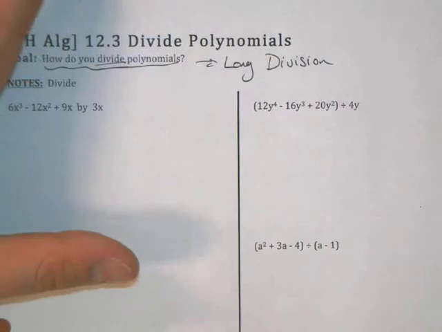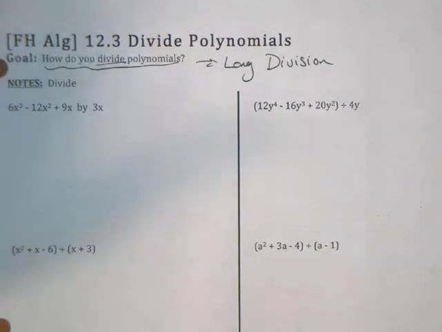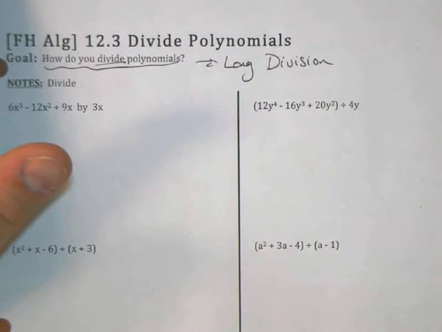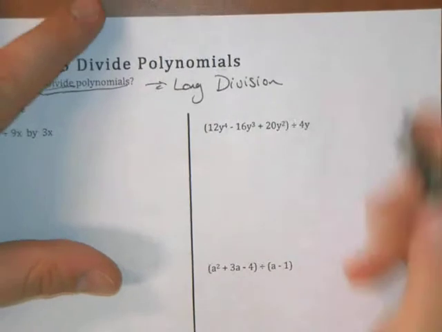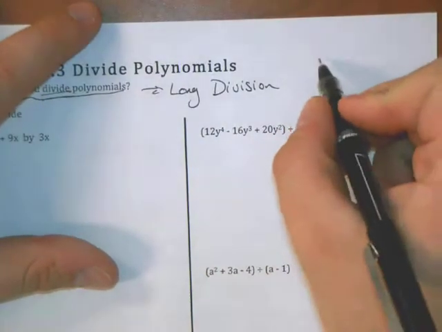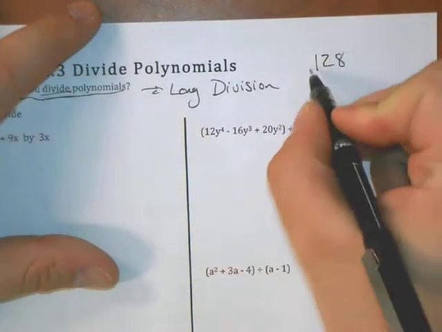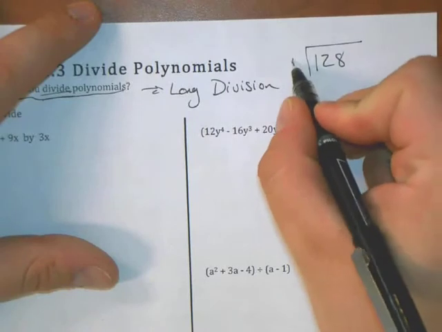Okay, we're going to use a process called long division. You may have not seen this since like 4th grade. I want to help you recall the long division process. It looks something like this. If I need to divide, say, how about 128 by 4.